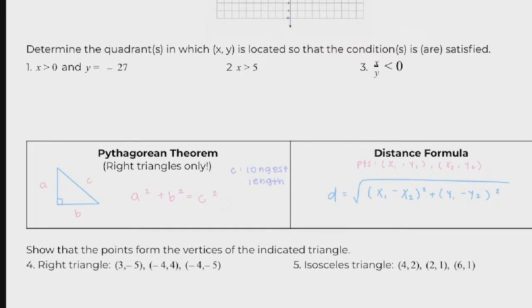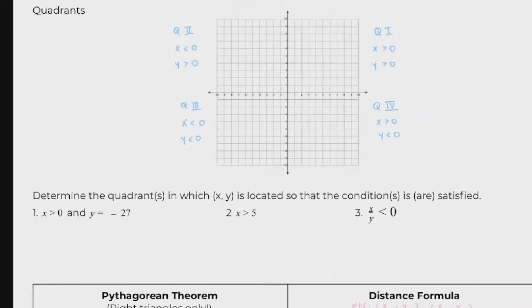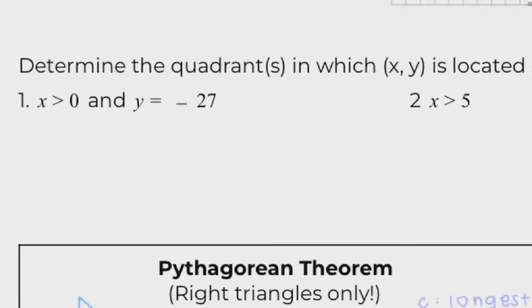Okay, so you want to determine the quadrants in which x and y is located so that the conditions are satisfied. So for the first one, it says x is greater than 0 and y is equal to negative 27. So if we look at our quadrants here, x is positive in quadrants 1 and 4, and since y is a negative number, that means only quadrant 4 will satisfy the conditions. So this will be quadrant 4.